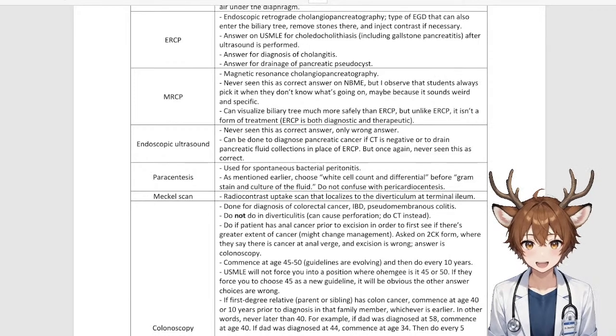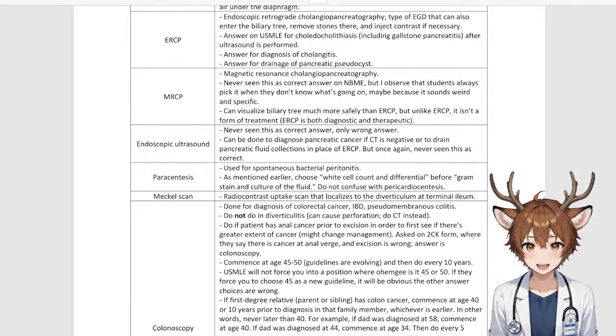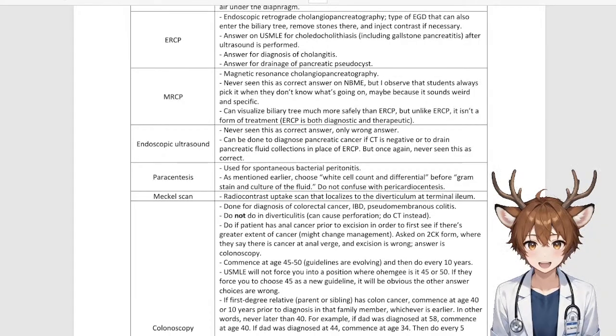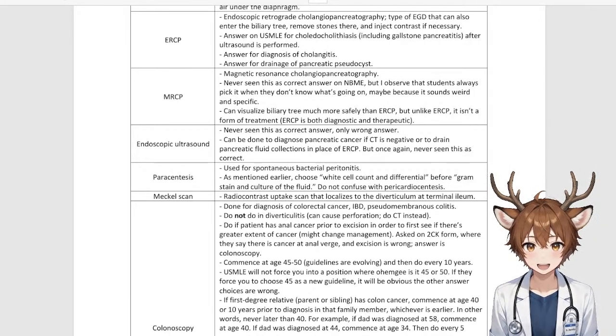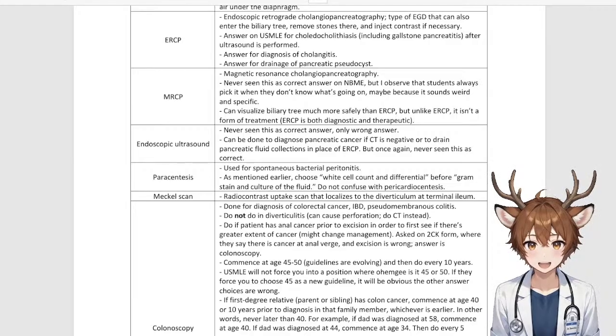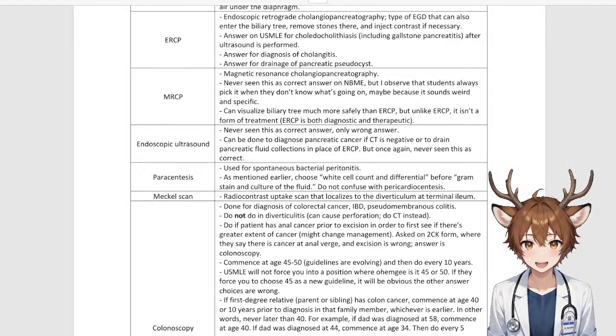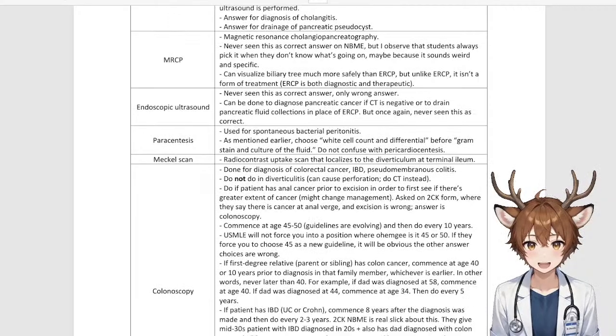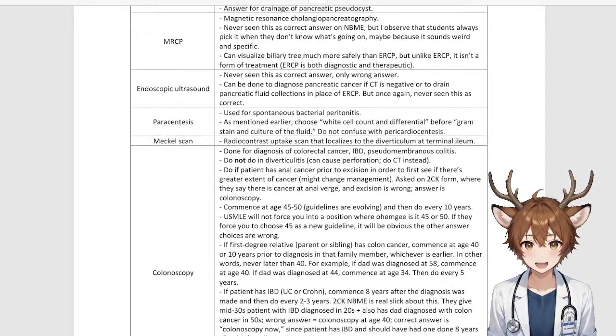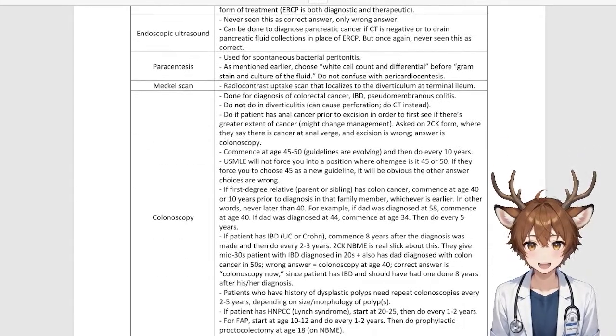It can visualize the biliary tree much more safely than ERCP, but unlike ERCP, it isn't a form of treatment. ERCP is both diagnostic and therapeutic. MRCP is purely diagnostic, I believe. So ERCP has that therapeutic treatment quality to it, so that's why it's useful.